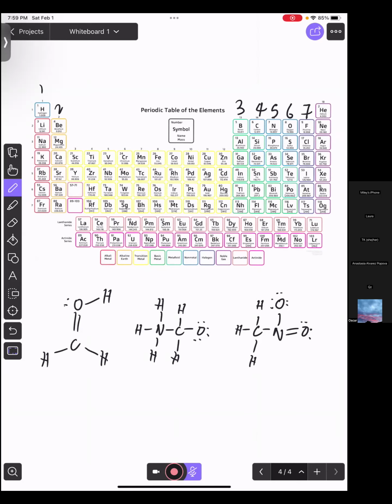Okay, so let's look at each of these, and I want you to see if there are any atoms. I've drawn in all the electrons that are on those atoms, and I want you to tell me if there's a formal charge on any of those. Okay. So let's start with the first one.